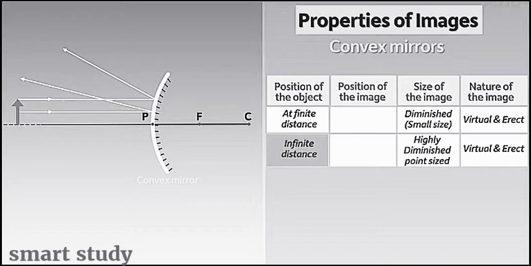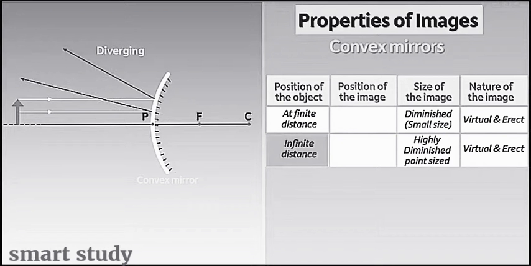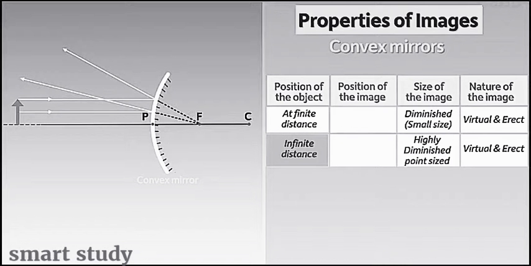We notice that the rays are diverging after reflection. And when we extend these rays backwards, they meet at a single point, which is the principal focus in this case. What does this imply? When we are looking at the image of an infinitely far away object, it appears to be formed at this single point behind the mirror.